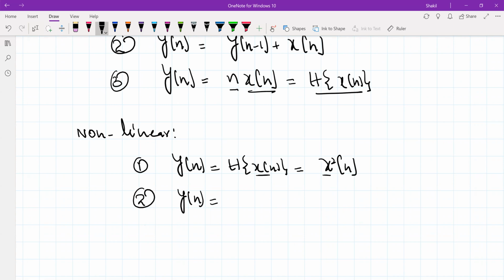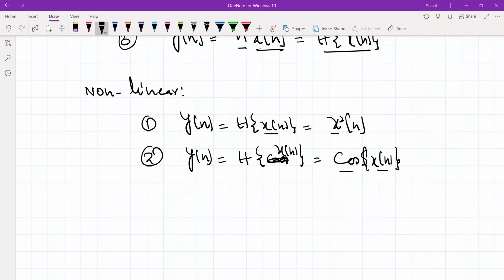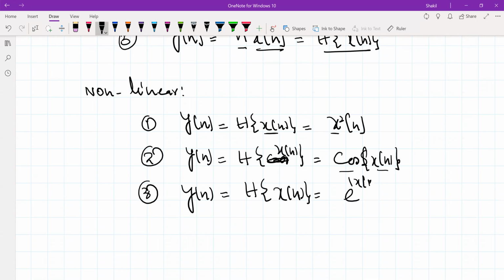Similarly, we can say y of n equals cosine of x of n. So this is taking the cosine of the current sample value. Similarly, another example: when the system operates on the signal x of n, it produces an output that takes the magnitude. So what is the system doing? It is simply taking the magnitude of the current sample, then taking the exponential of that magnitude value, producing e to the power of that value.